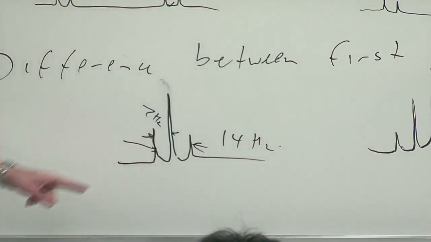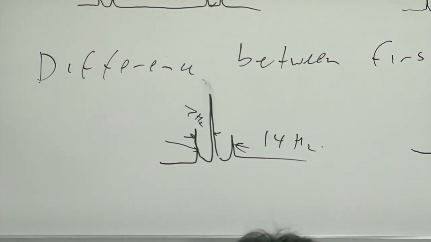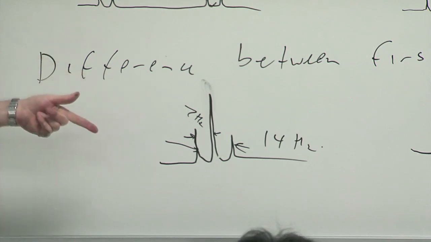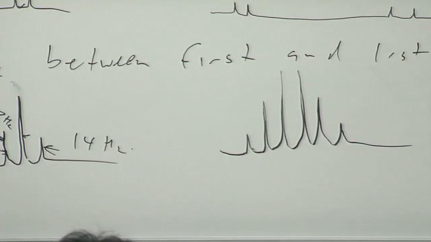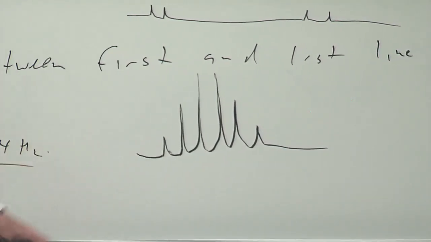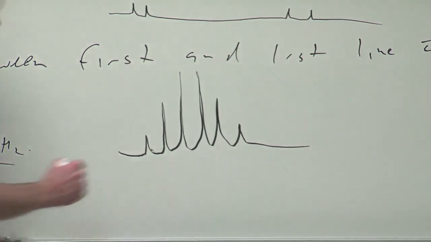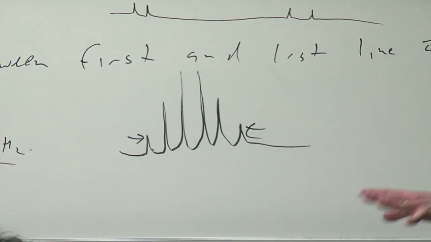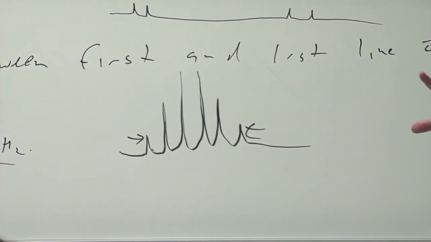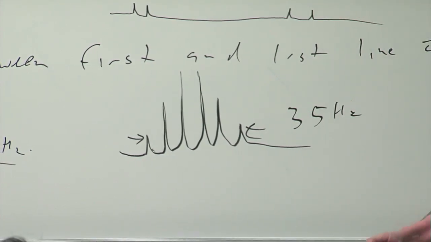Why? Because a triplet is a proton that's split by 2 7 hertz couplings. So 2 times 7 is 14. And then I said, well, the way I did it, which gave a little more accuracy, was to look at the sextet. Since all of the J's are about 7 hertz, this distance from outer line to outer line corresponds to the sum of the 5 J's, all of which are the same, that are coupling it. So this corresponds to 35 hertz.